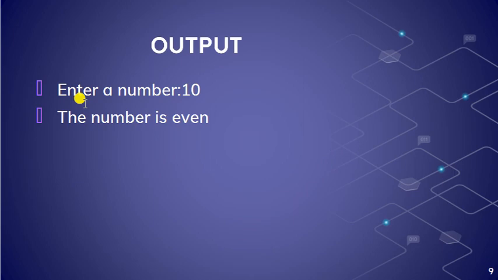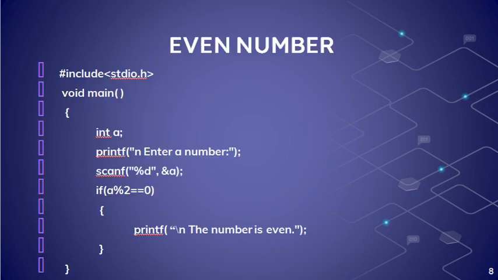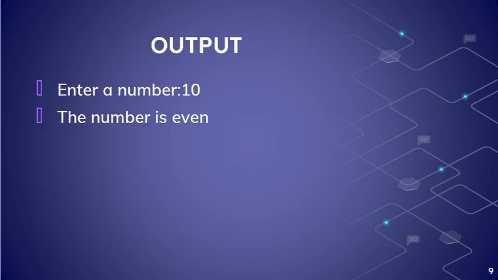If you enter 9 here, then what happens? It will check a % 2 equal to 0. Here it is not true, isn't it? 9 % 2 is not 0, so it does not go here, it will go outside. So when we input 9, nothing will be printed. Okay, nothing will be printed. That is the if statement. Clear?